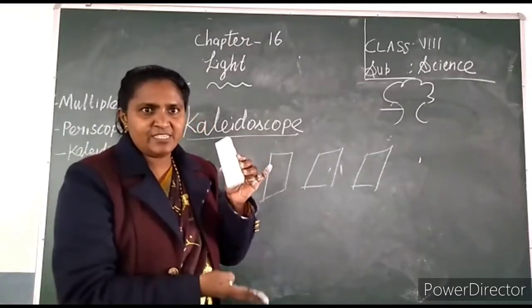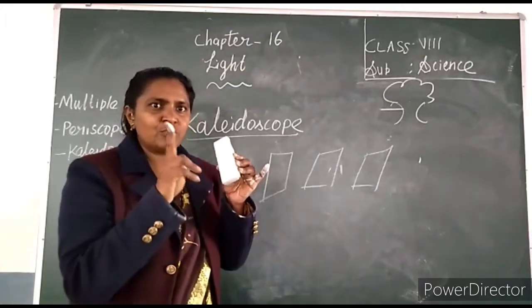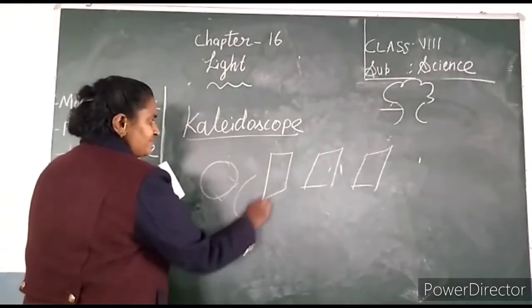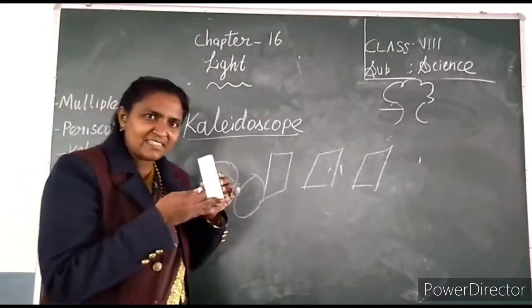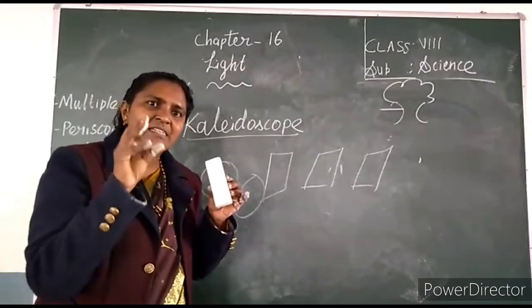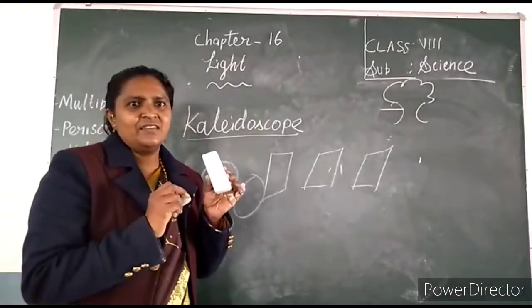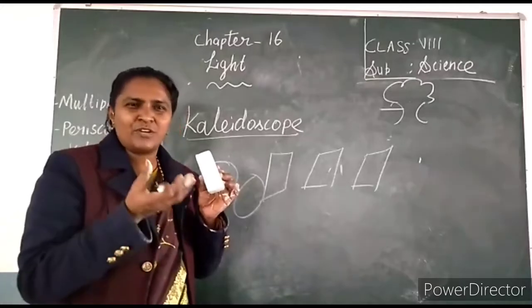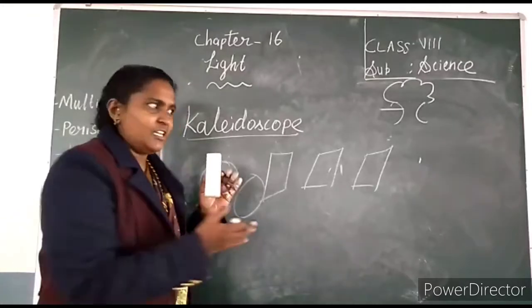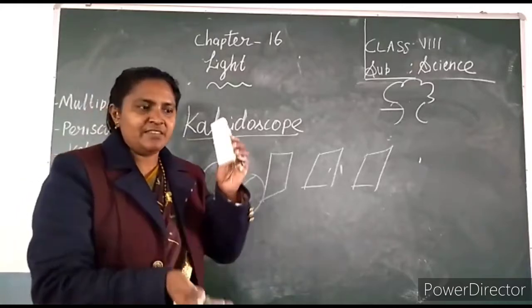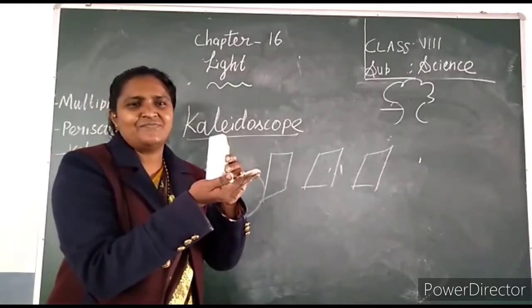At the other end, you need to take 2 transparent papers. Between these transparent papers, you are going to keep some pieces of bangles. Some pieces of colored bangles. Broken bangles, anything you can get. Keep them between these 2 plastic transparent sheets. Then attach to this end.